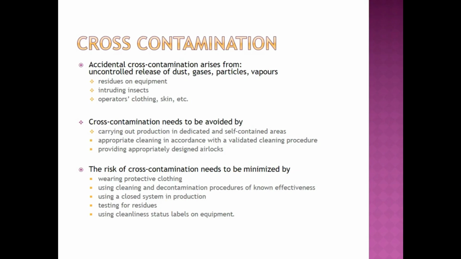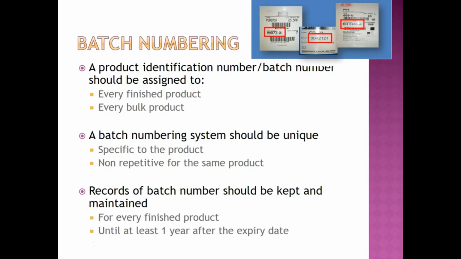You can do this by wearing protective clothing, by using cleaning and decontamination procedures of known effectiveness, using a closed system in production, testing for residues, and using cleanliness status labels on equipment. Measures to prevent cross-contamination and their effectiveness should be checked periodically according to standard operating procedures.